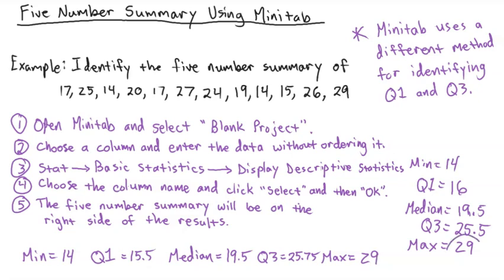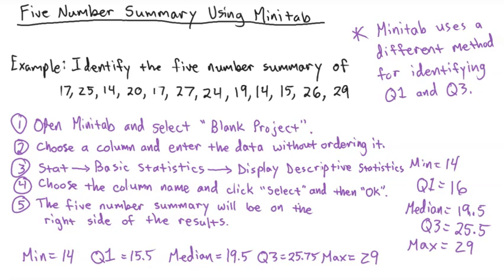All right, sure enough, maximum is 29, same in both. Minimum is 14, yup. Median, 19.5, sure enough. But look here, our quartile 1 that we came up with before was 16. And Minitab's quartile 1 is 15.5. Our quartile 3 is 25.5, but Minitab came up with 25.75. Now, they're very close, but they're a little bit different.